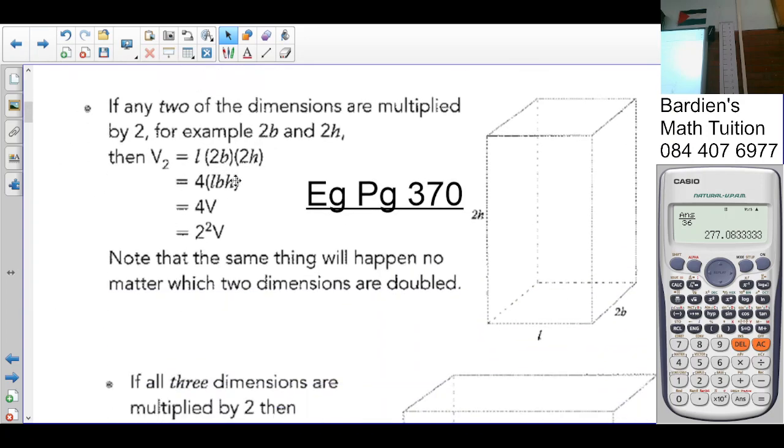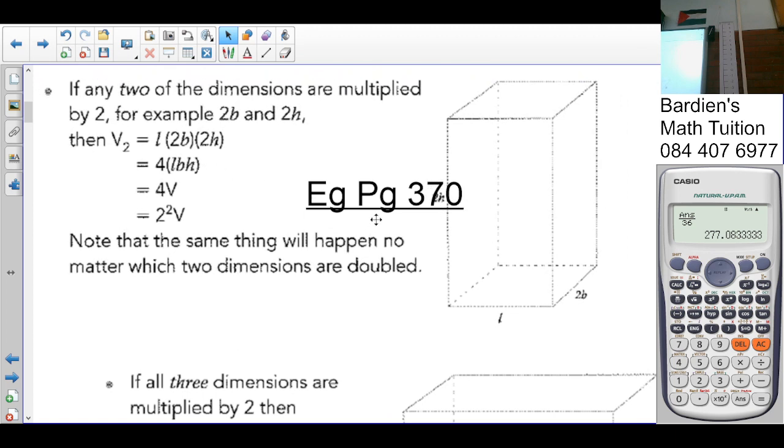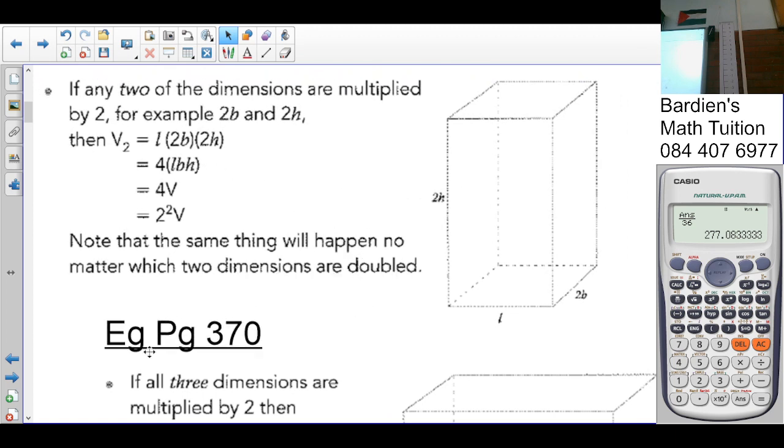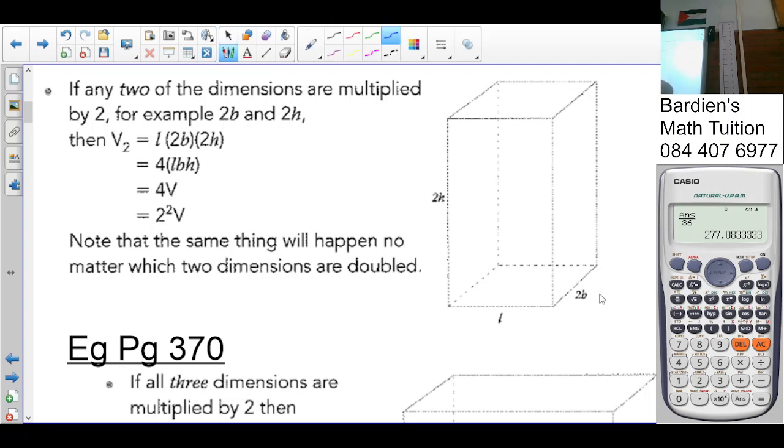Then we are told if any two dimensions are multiplied by 2, for example, the length remains the same, but you double the height and you double the breadth. What's going to happen here now? So it's going to be 2 breadth times 2 height. So length times breadth times height is your volume again. So it's going to be 2 squared, or 4. Can you see that?